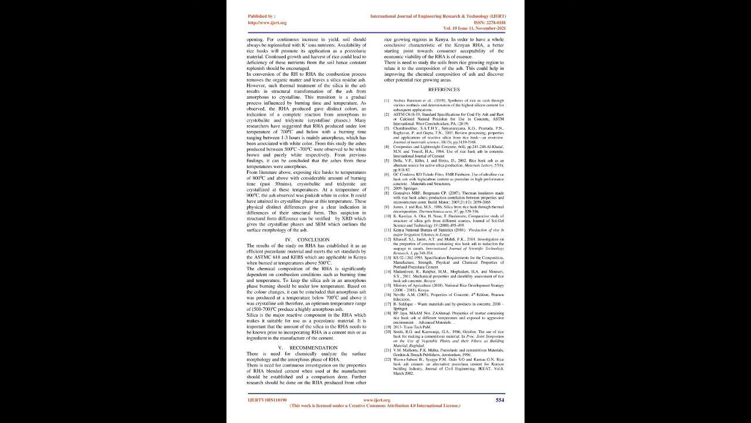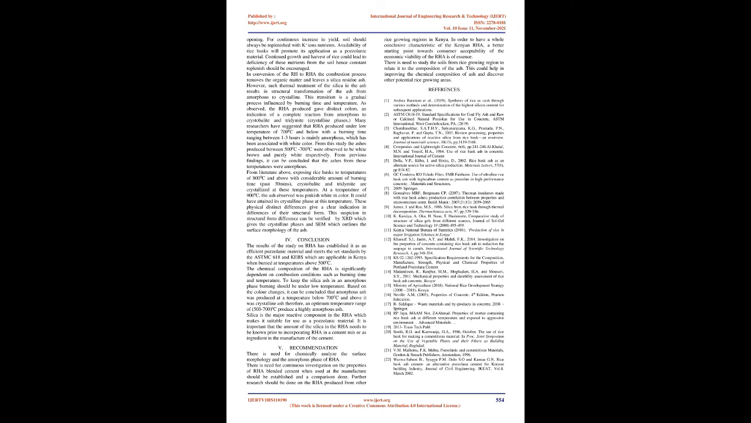From this study, the ashes produced between 500°C-700°C were observed to be white-brown and purely white respectively. From previous findings, it can be concluded that the ashes from these temperatures were amorphous. From literature above, exposing rice husks to temperatures of 800°C and above with considerable amount of burning time, past 30 mins, cristobalite and tridymite are crystallized at these temperatures. At a temperature of 900°C, the ash observed was pinkish-white in color. It could have attained its crystalline phase at this temperature.